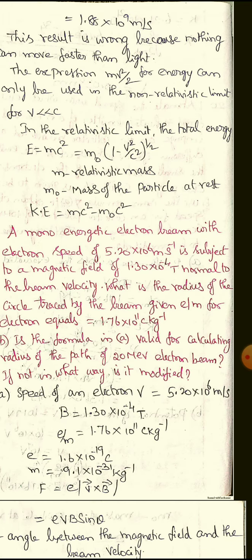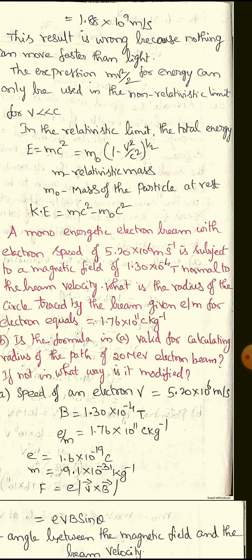So we can go for the next sum, the 21st sum. A mono-energetic electron beam with electron speed of 5.20 into 10 to the power of 6 meter per second is subject to a magnetic field of 1.30 into 10 to the power of minus 4 Tesla, normal to the beam velocity. What is the radius of the circle traced by the beam, given e by m for electron equals 1.76 into 10 to the power of 11 coulomb per kilogram?